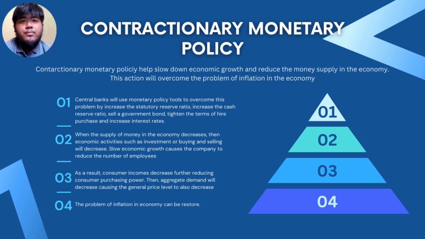As for contractionary monetary policy, this policy helps slow down economic growth and reduce the money supply in the economy. This action will overcome the problem of inflation in the economy. The central bank will use monetary policy tools to overcome this problem by increasing the statutory reserve ratio, the cash reserve ratio, selling government bonds, tightening the terms of hire purchase, and increasing interest rates. By doing this, the problem of inflation in the economy can be restored.